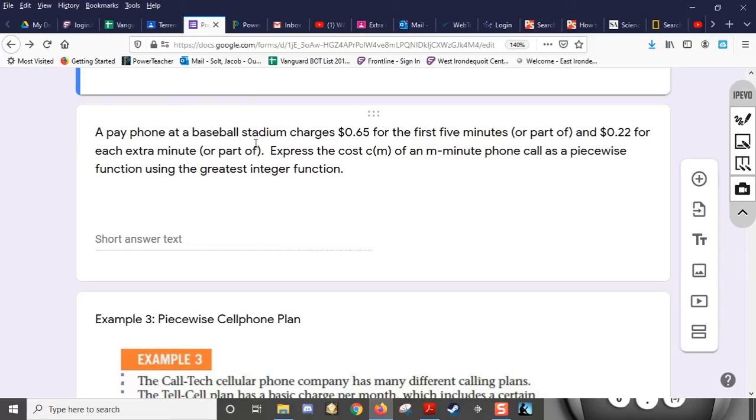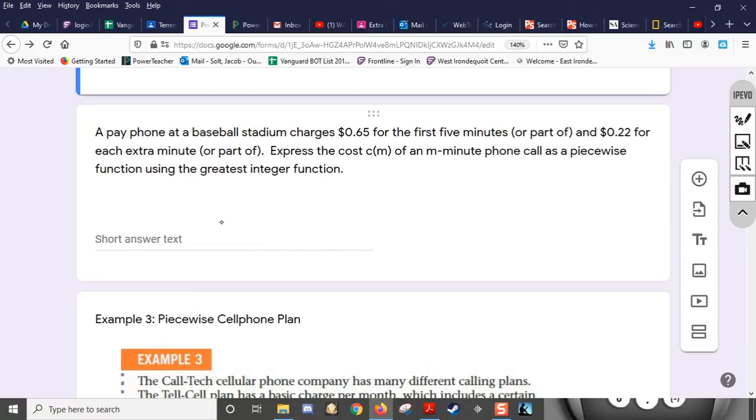All right, a payphone at a baseball stadium charges 65 cents for the first 5 minutes. Wow, they're trying to charge you big for the first 5 minutes. In other words, if you have a phone call for less than 5 minutes, you still get charged 65 cents. You're still out that money. They're going to charge you 22 cents for each extra minute or part thereof. Remember, if you charge for 5.5 minutes, they're going to charge you for 6 whole minutes. Express the cost C of m in an m-minute phone call as a piecewise function using the greatest integer function.